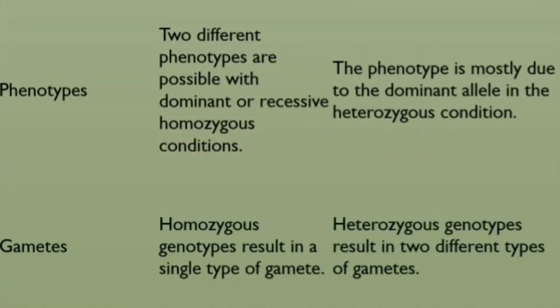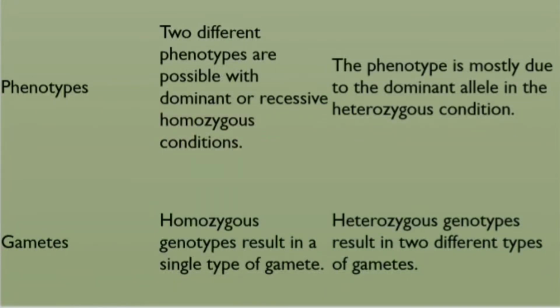So next, let us discuss based on the phenotypes. That is, for homologous conditions, there are two phenotypes. Since there are two types of homologous conditions, that is dominant homologous as well as recessive homologous, there are two phenotypes, that is one is dominant and the second one is recessive.